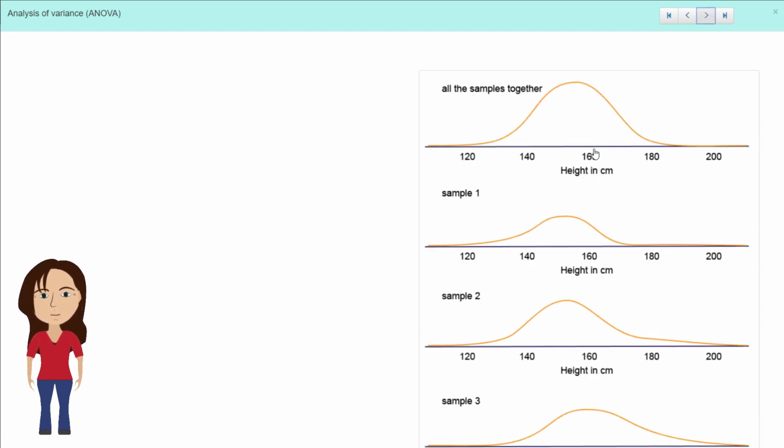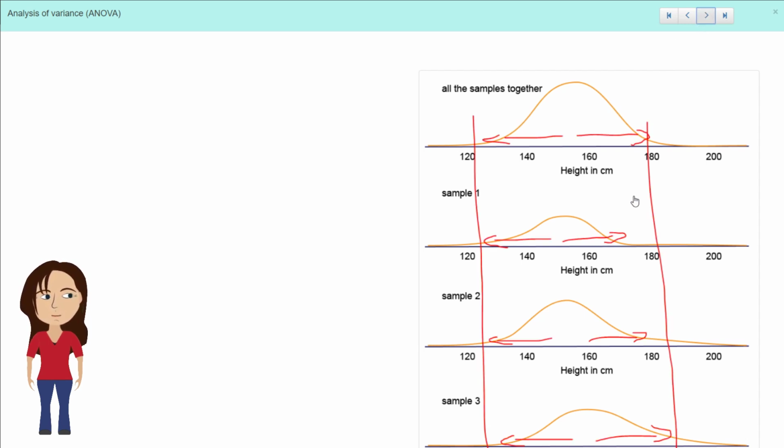So let's assume that we have 3 samples all from the same population. The variation in this first sample goes from about 120 to 180, same for the second, same for the third. That means when we pool all our samples together, the overall variation is very similar to what we get from any one of them individually, which suggests that they have all come from the same population. My arrows show how they're all similar.